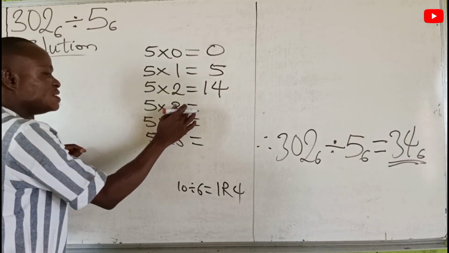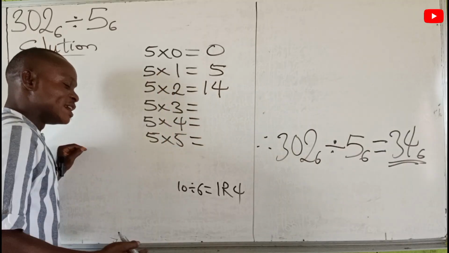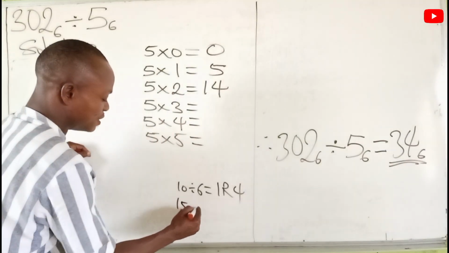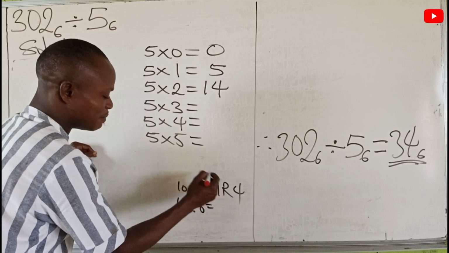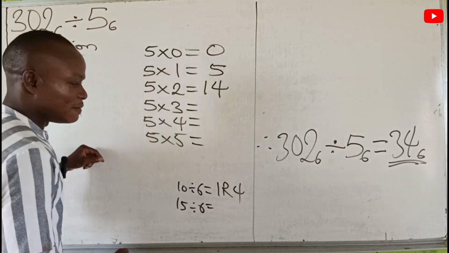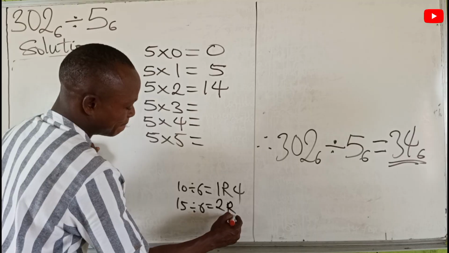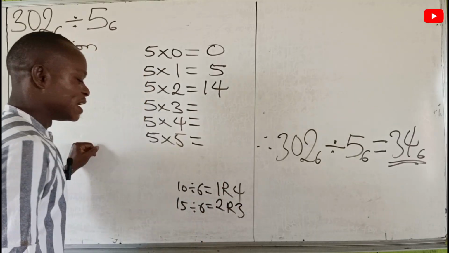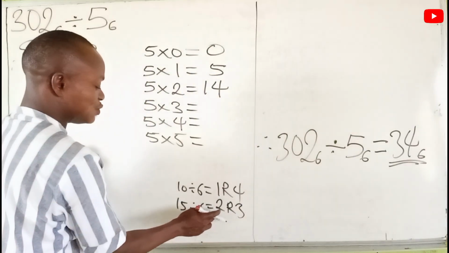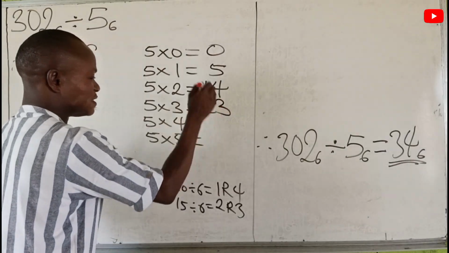What about 5 times 3? 5 times 3 usually is 15, but we cannot have 15 in base 6. So that becomes 15 divided by 6. And 15 divided by 6 will give us 2 remainder 3. That means our answer is 23 in base 6.